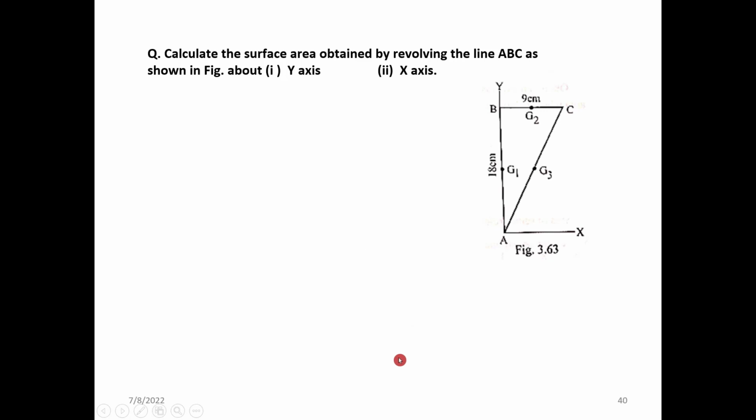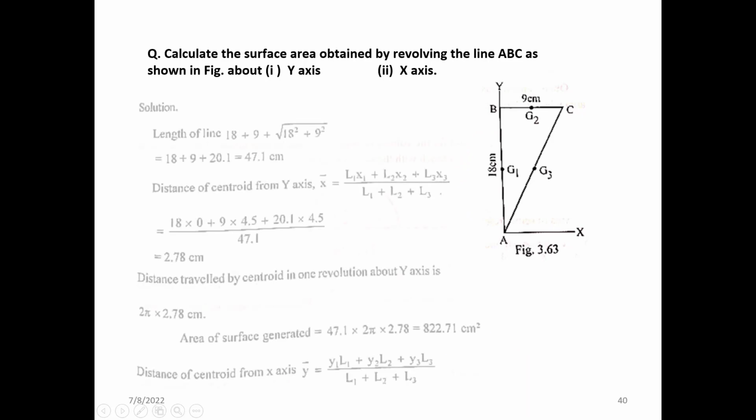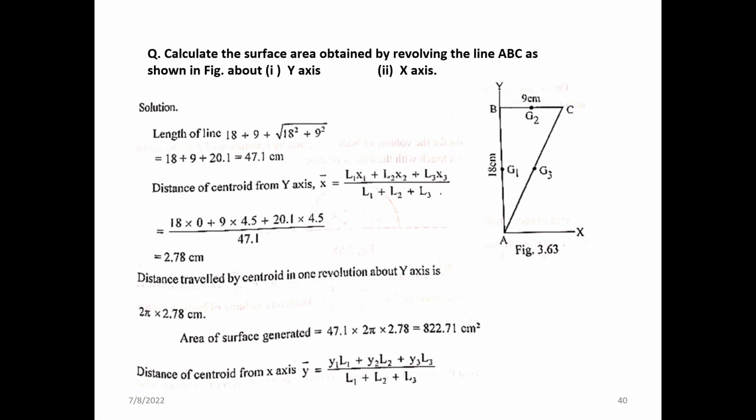So the next problem: calculate the surface area obtained by revolving the line ABC. A is here, B is here, C is here, as shown in the figure, about the y-axis and x-axis separately. We have the horizontal x-axis here, and this is your y-axis, right?